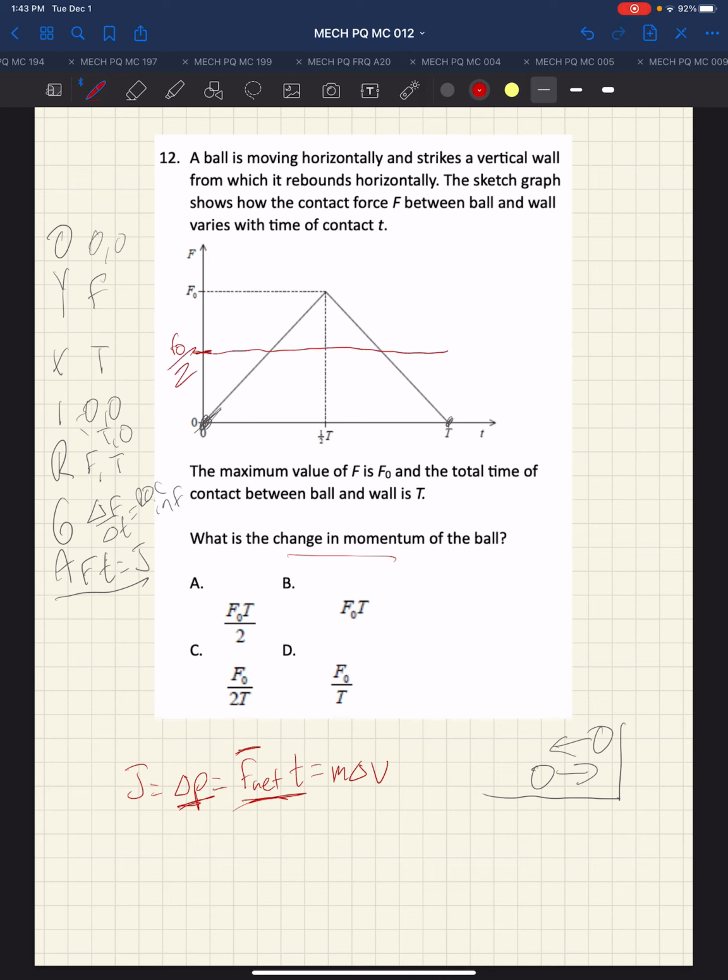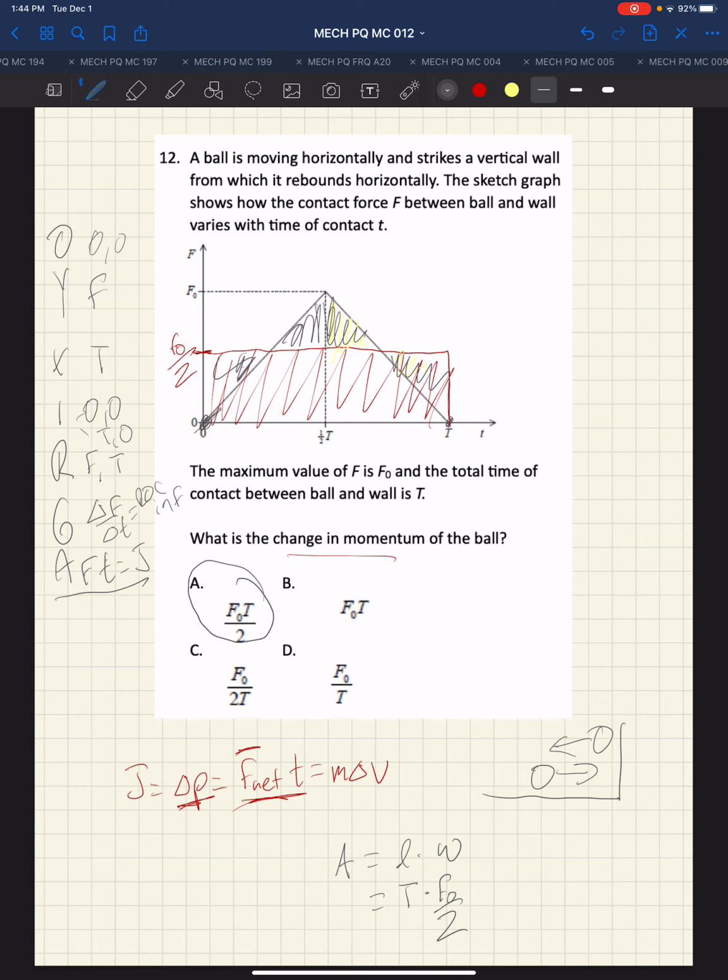And that again would produce a rectangle like this, whose area up here will be equal and opposite to this area, and here and here. So the area of that rectangle is equal to this triangle, and that area then is going to be length times width. And the length in this case is T, and the width is F0 over 2. So F0T over 2 looks like the first choice, choice A.